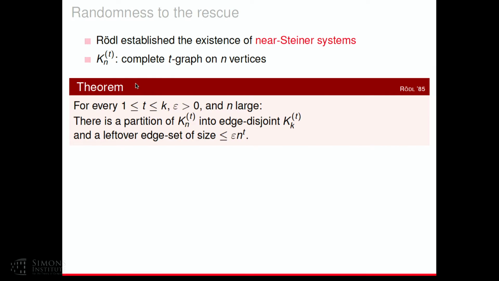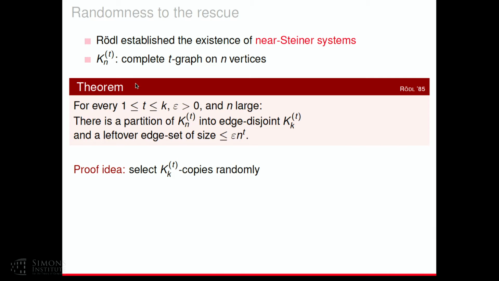Now what is the theorem? The theorem is that we can partition the edges of this complete t-graph into edge disjoint cliques on k vertices for any parameters t and k. Almost, not quite, but almost. There will be some small leftover, which is just a small fraction. So epsilon is just a small constant, bigger than 0, which you can choose as small as you want. And so this leaves a very small fraction of the edges uncovered. So that was in 85, and it's an important theorem, but what was even more important was the method that Rödl invented in order to prove this theorem, which is by now called the Rödl nibble method.